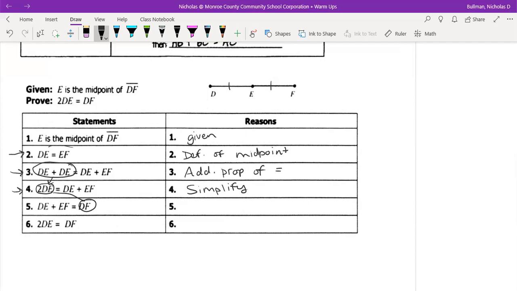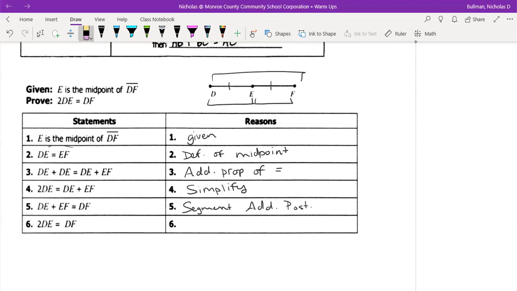What allows me to say DE plus EF equals DF? I don't really see it in my statements. So what I need to think about is looking at my picture next. What allows me to say DE plus EF equals DF? Well, that's our segment addition postulate. So although I saw, wait, I can replace this here, I really can't because there's no statement previous that says those are equal to each other.